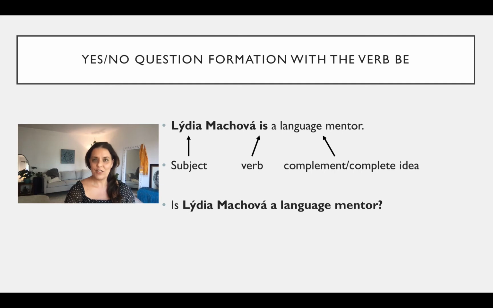What comes first in this question with the verb be? Yes, it's the verb is. So we actually, in the question, have the verb first, not the subject. The subject comes next, and we end with the complete idea, language mentor.